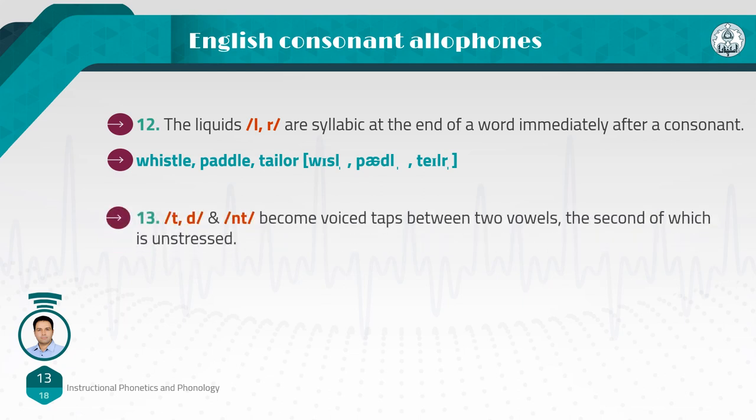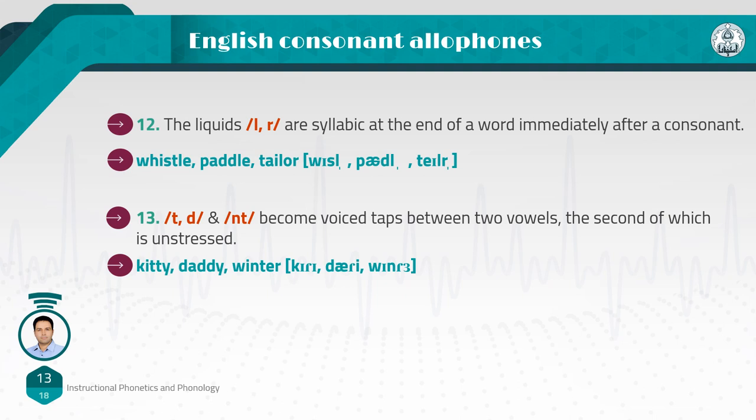13. T, d, and n plus t become voiced taps between two vowels, the second of which is unstressed. Look at these examples. Kitty, daddy, and winner. So instead of saying kitty, we can say kitty. In fact, it is a voiced tap, just a tap. Kitty, daddy, winner. What you hear is just a tap.